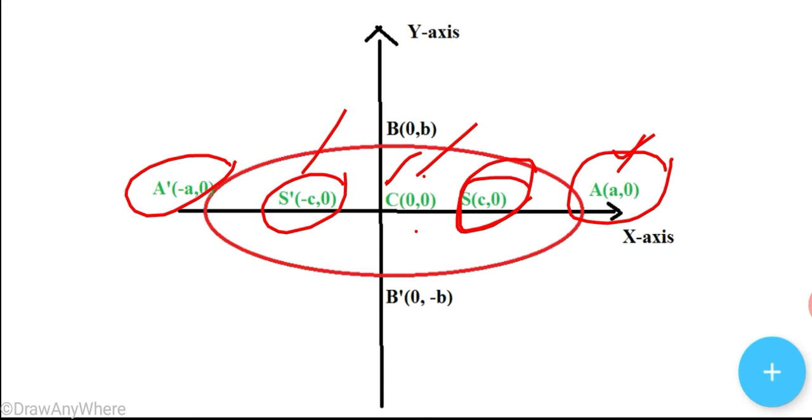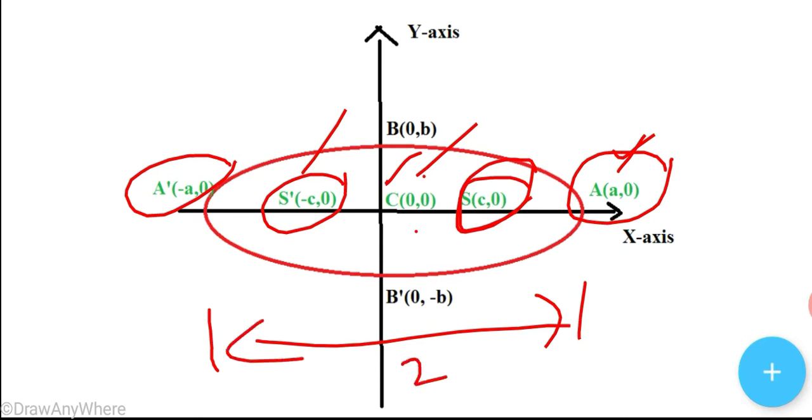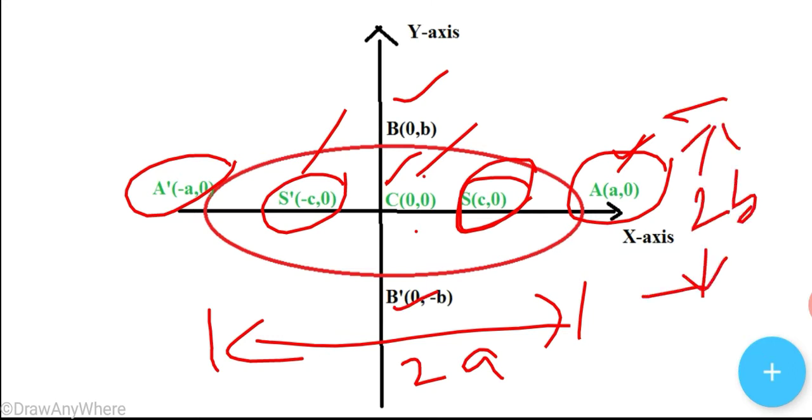From this point to this point the length is 2a, and it is called the length of the major axis. From B to B dash the length is 2b, and it is called the length of the minor axis. a is called the length of the semi major axis, b is called the length of the semi minor axis.